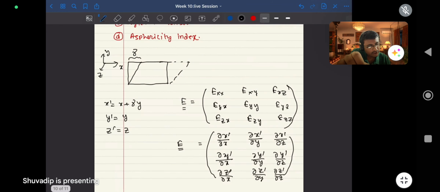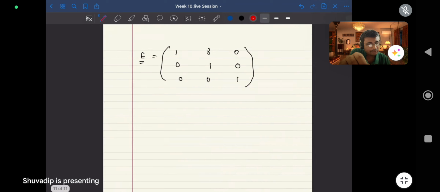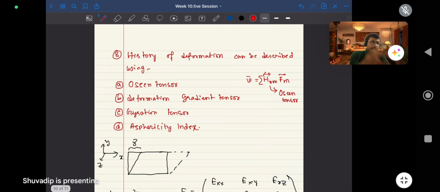So basically in this case, as you can see, all the diagonal elements will be 1 from this relation, whereas only this term will be non-zero, which is surviving, and this term is given as gamma. So this is the deformation gradient tensor. So in this case, the right option must be the deformation gradient tensor.